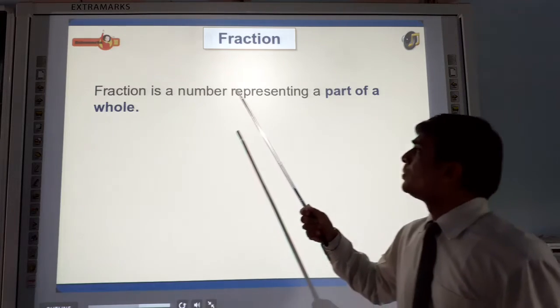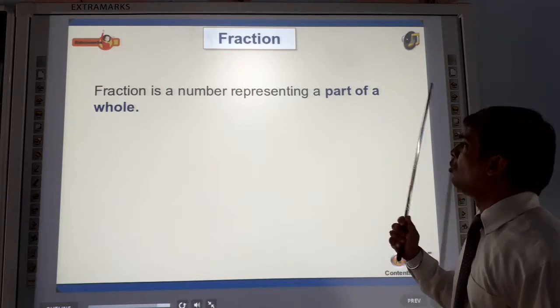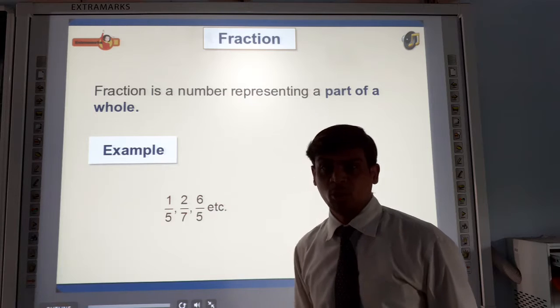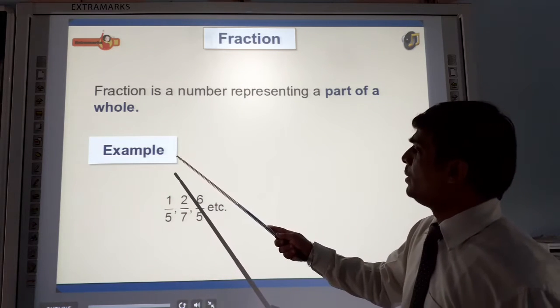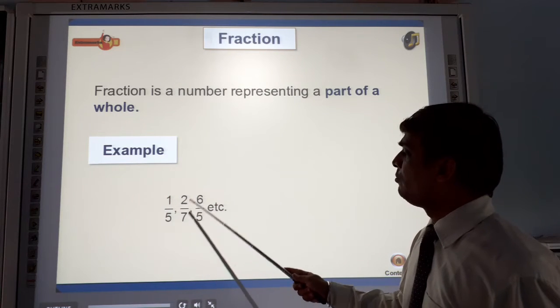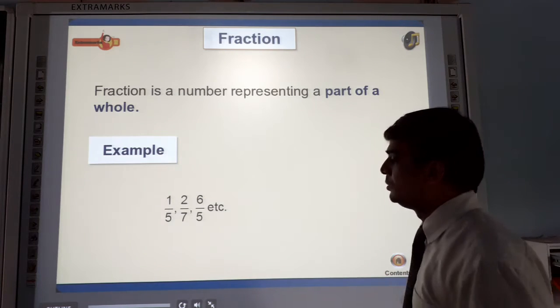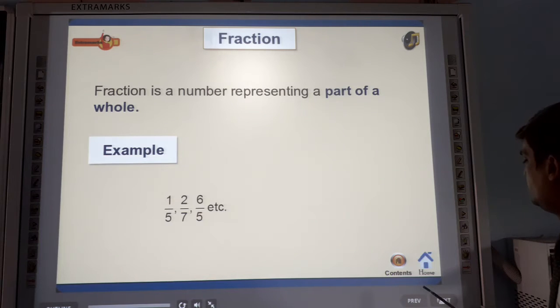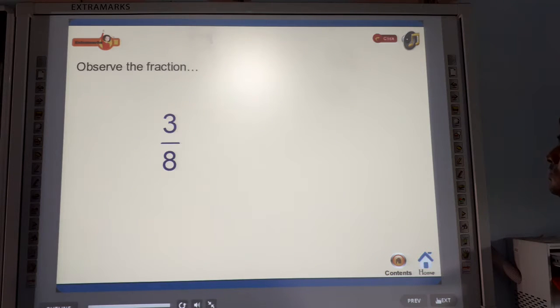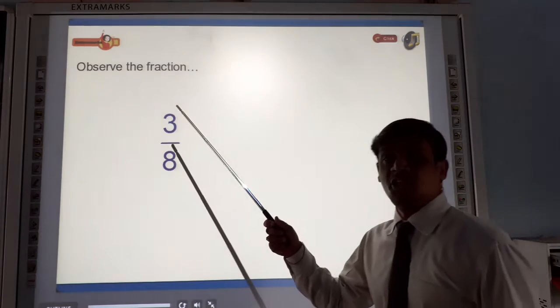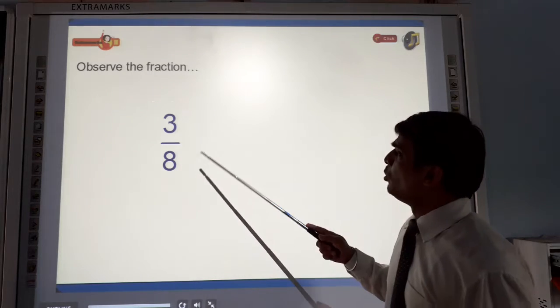Now, next is fraction. A fraction is a number representing a part of a whole. Okay students, look at this. For example, 1 upon 5, 2 upon 7, 6 upon 5, etc. Observe the fractions. 3 upon 8.